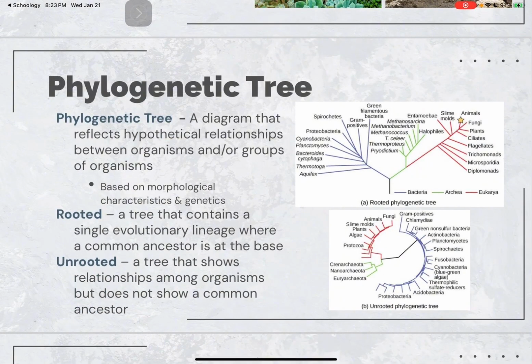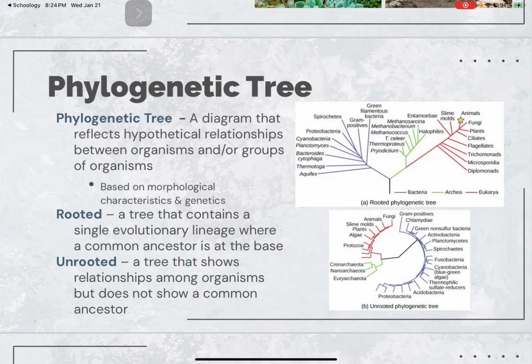Our phylogenetic tree. So a phylogenetic tree is essentially a diagram that reflects a hypothetical relationship between organisms and or groups of organisms, and this is based on morphological characteristics and genetics. So we have 2 different types of phylogenetic tree. Both are shown on the right. Our rooted tree, which is going to be the top image, is a tree that contains a single evolutionary lineage where a common ancestor is at the base. So at the very bottom, everything stems from this one connected ancestor, and then we branch out as species evolve.